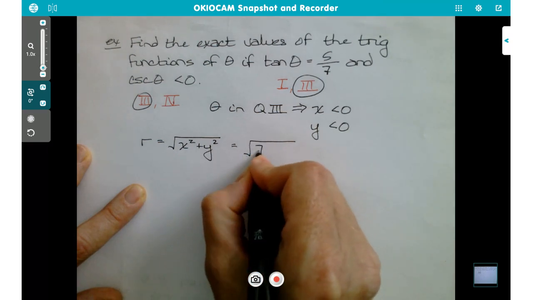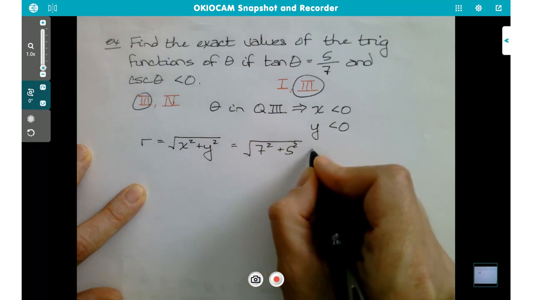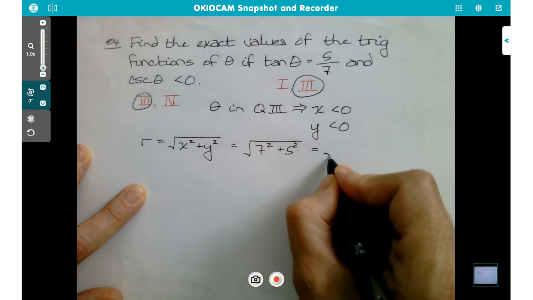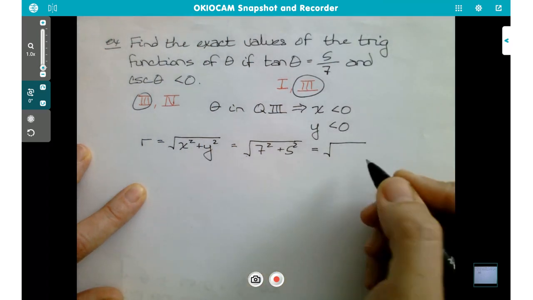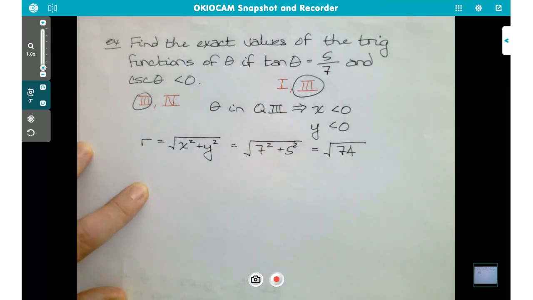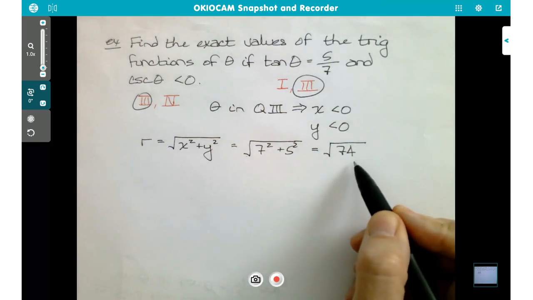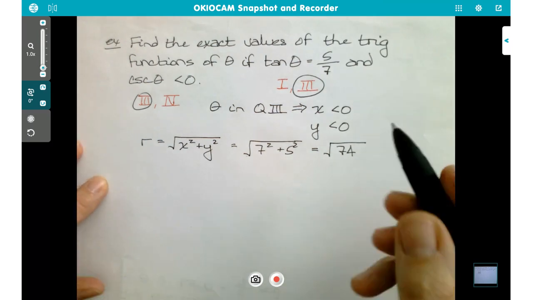So let's see, that's 7 squared and 5 squared. Oh, that'll be a fun number. The square root of 49 plus 25 is 74. That seems like it ought to simplify, but it actually doesn't. 74 is 2 times 37. 2 and 37 are both prime, so it doesn't simplify.